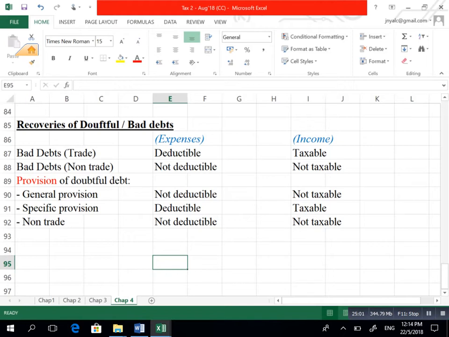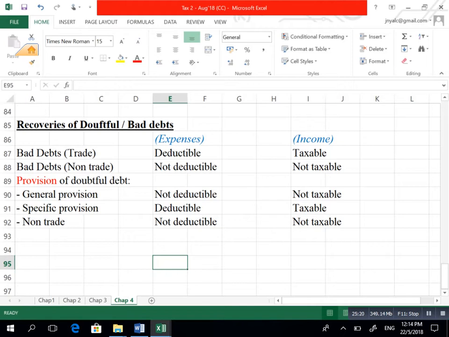And let's say in future, this person comes back and wants to pay you back. So you recover the money, right? Then the recovery will also be taxable, okay? Expenses deductible, income will be taxable. Expenses not deductible at first, then in future you collect the income, also not taxable. Okay, that will be fair enough, yeah?